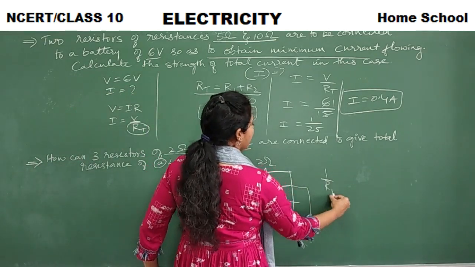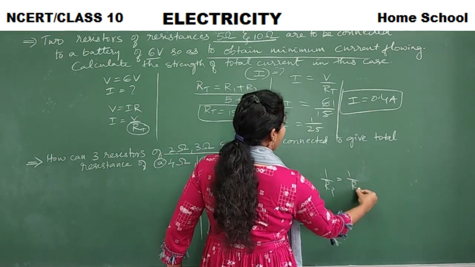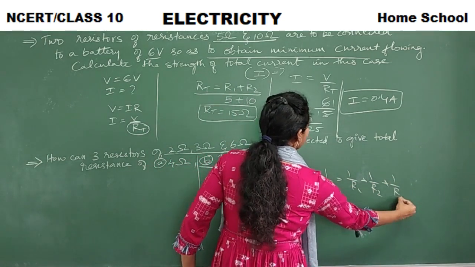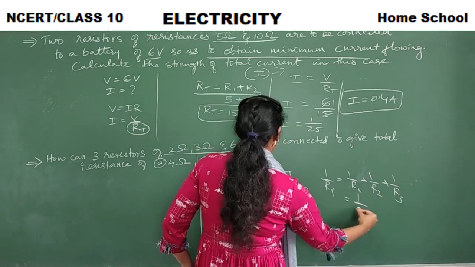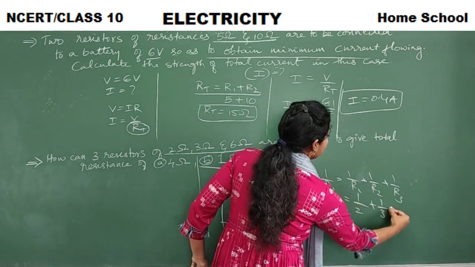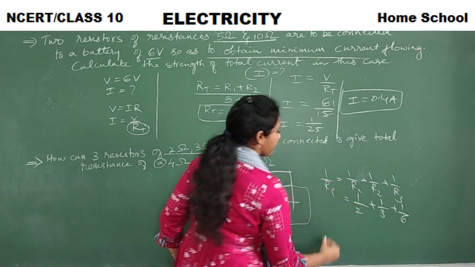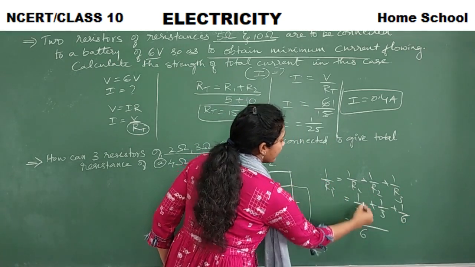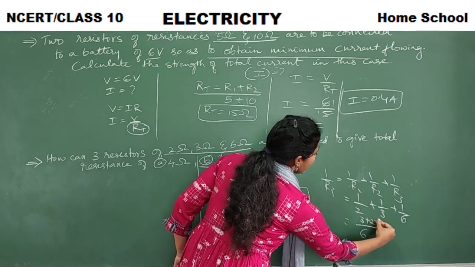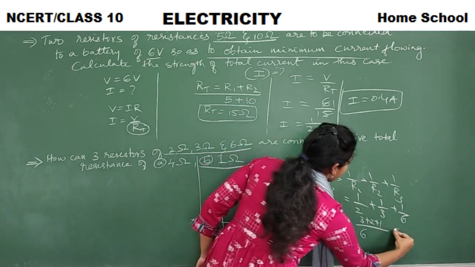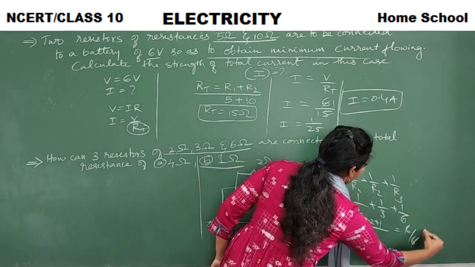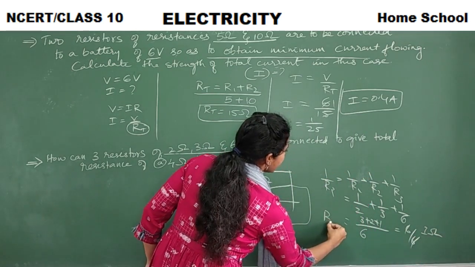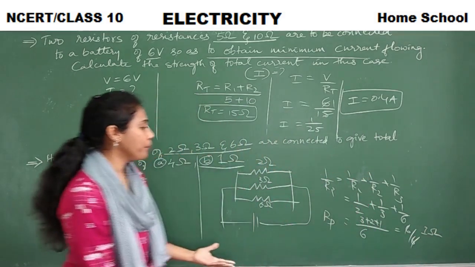1 by Rp is equal to 1 by R1 plus 1 by R2 plus 1 by R3, isn't it? So 1 by 2 plus 1 by 3 plus 1 by 6. 6 is the LCM. What do you get here? 3 plus 2 plus 1, so that is 6 by 6, 1 ohm. So you are getting a total resistance of 1 ohm, isn't it?